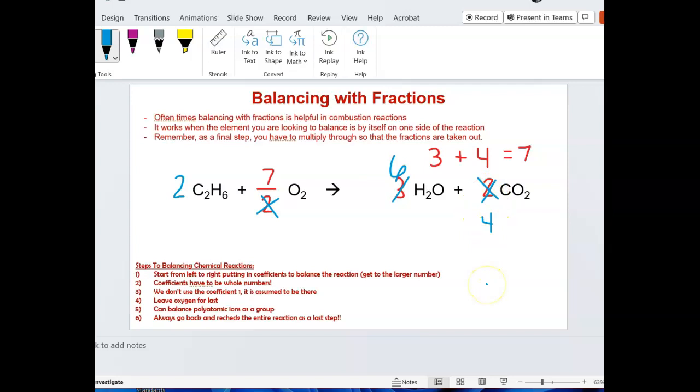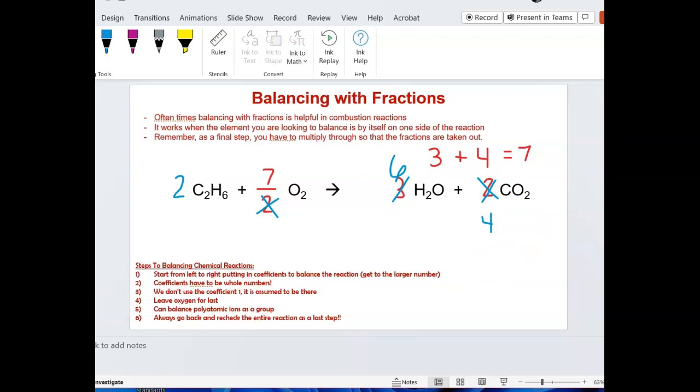And now it's balanced. So to double check, we have 4 carbons that went in, and we have 4 carbons that came out. We have 2 times 6, 12 hydrogens that went in, 6 times 2, 12 hydrogens that came out. We have 7 times 2, 14 oxygens that went in. We have 6 oxygens here, plus 8 more, so 14 that came out.